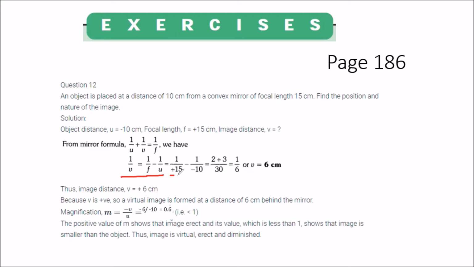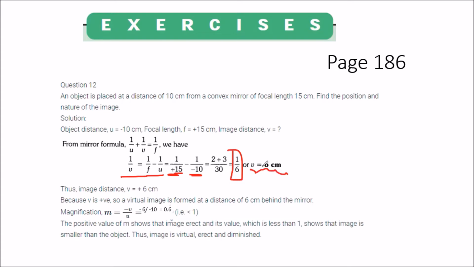We have got focal length as plus 15, object distance is minus 10. You can see the symbols are not being changed, just because there is half mark for substitution also. And then we will do cross multiplication, or we can take LCM also, and after taking LCM we are getting this answer, which is 1 by 6. v is equal to 6 centimeter is our answer.